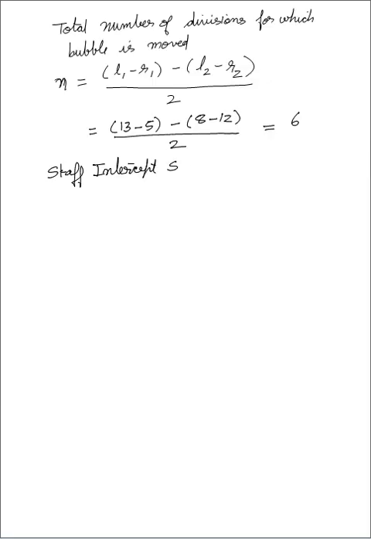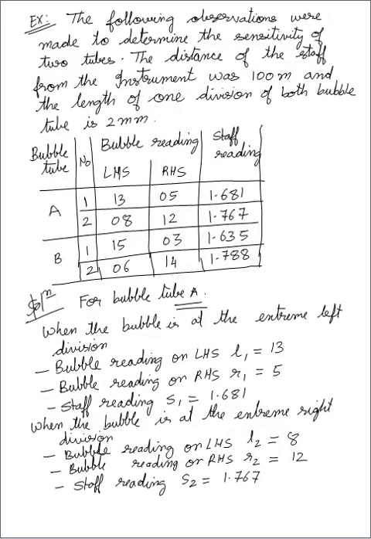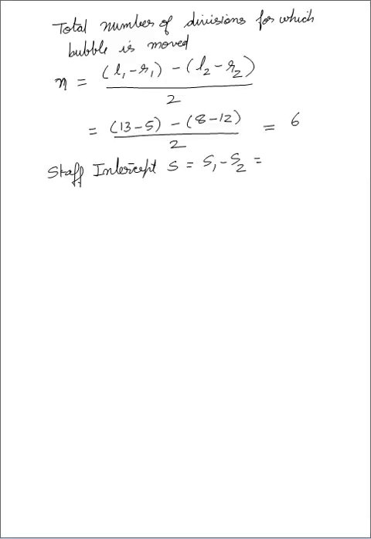And here the staff intercept S will be S1 minus S2. You can see what S1 and S2 are: 1.767 minus 1.681. So here the value of S you will get is 0.086 meter.